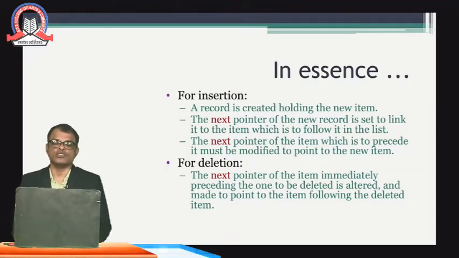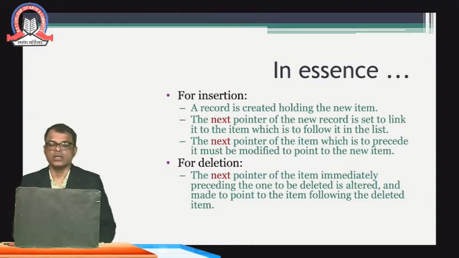Now in short, I can tell you, for insertion a record is created holding the new item. The next pointer of the new record is set to link it to the item which is to follow it in the list, and the next pointer of the item which is to precede it must be modified to point to the new item. So how are we doing it? We are creating a temporary new item, then the next pointer of the new item will start pointing to the next element, and the preceding element's pointer will start pointing to the new item. This way you can insert a new element.